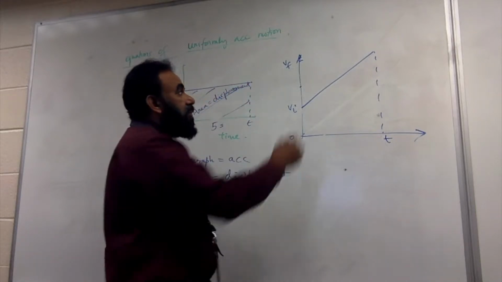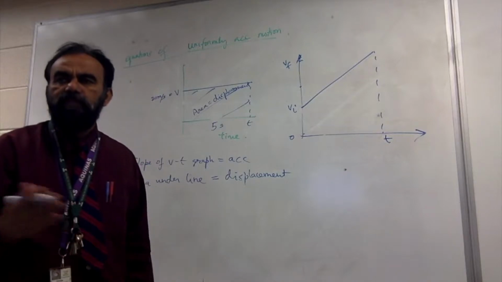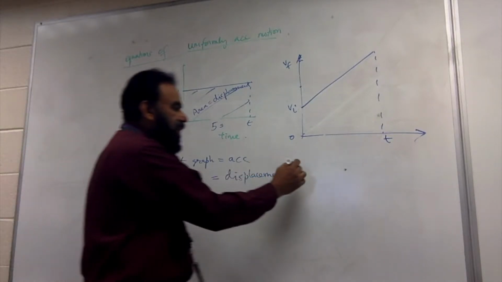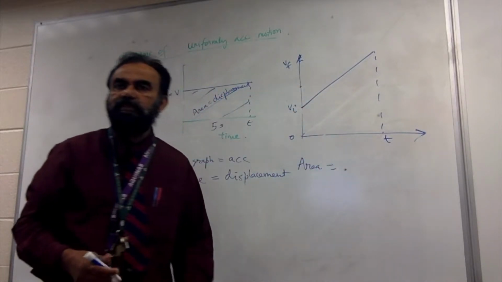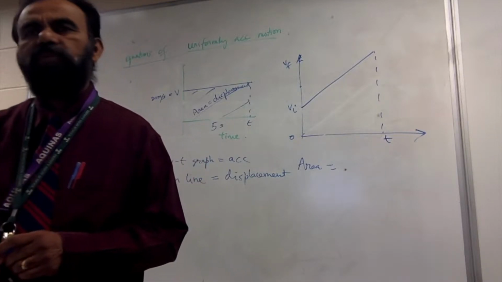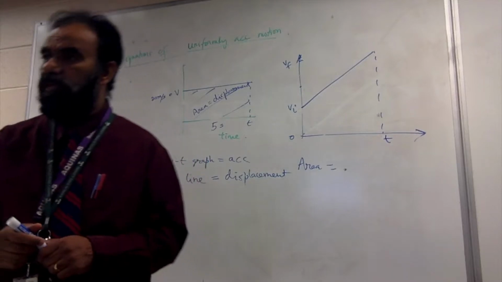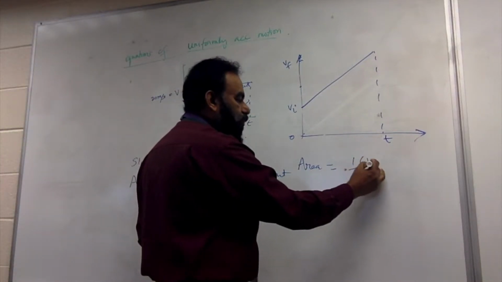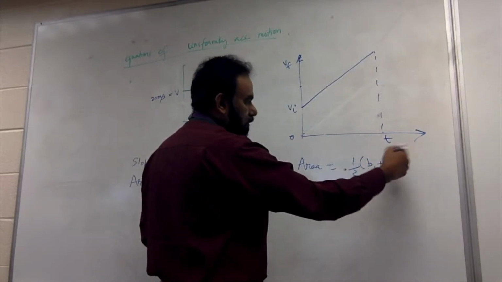Look at this one now. This is Vf, this is Vi, and time is t. How do you find the displacement? Area. So find the area. How do you find the area? What shape is this? Yeah, you can split it up into one triangle and so on, but you don't have to. What shape is that? It's a trapezoid. What's the formula for trapezoid area? Half of base 1 plus base 2, times the height.